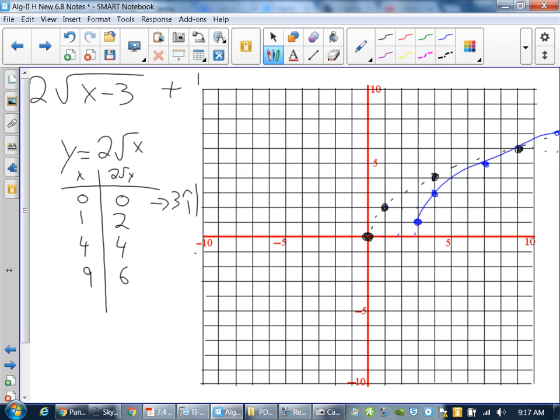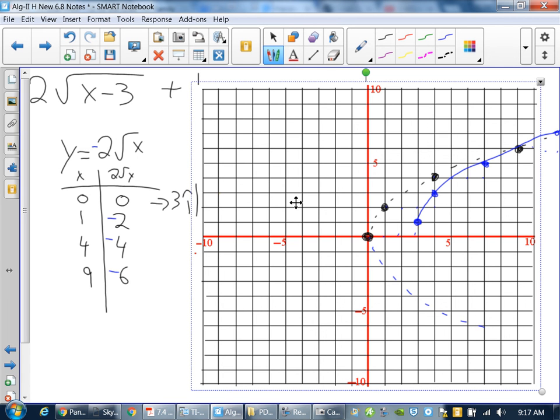If this was a negative, this would have been 1, then a negative 2, a negative 4, a negative 6. That meant the original function would have done this. It would have been looking at it on the bottom side. And you would just move them accordingly. Okay? Does that make a little bit of sense?